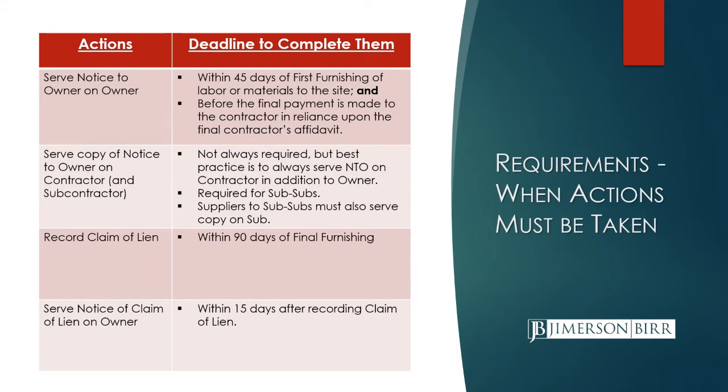Also note that if you have to amend your claim of lien because, for instance, you missed some money in your initial calculation and you want to increase your lien amount, you have to file that amendment within the 90 days as well. You cannot amend after the 90 days. There is another step that you must take after recording your claim of lien. You have to serve a copy of that recorded lien on the owner, and you have to do that within 15 days of recording.